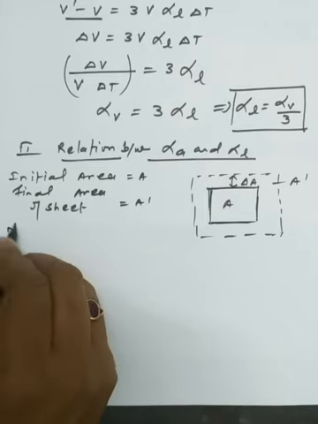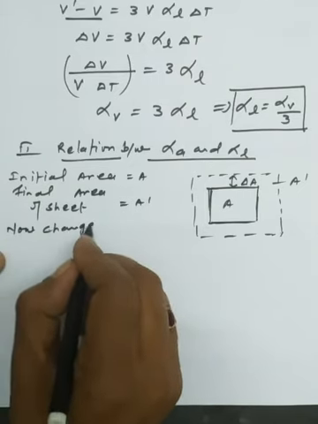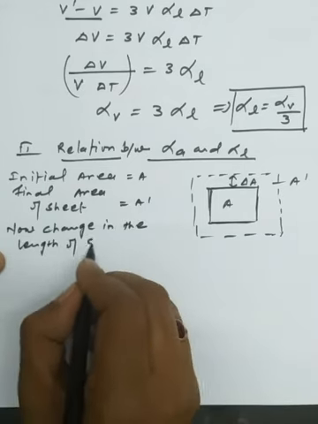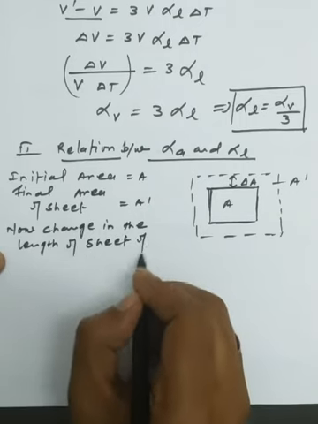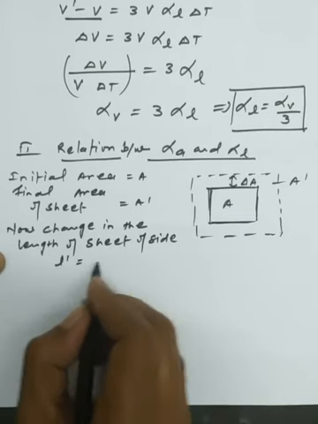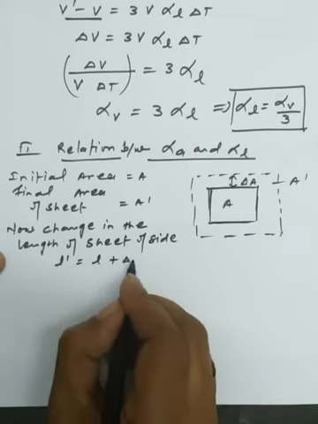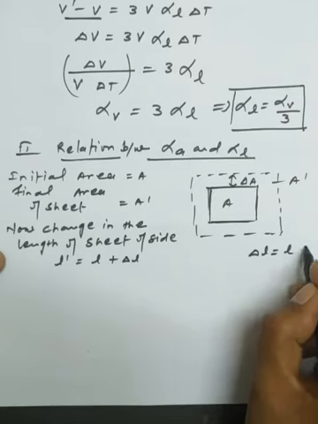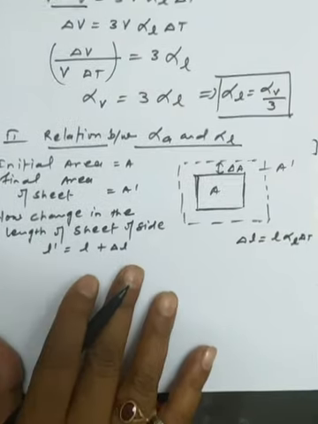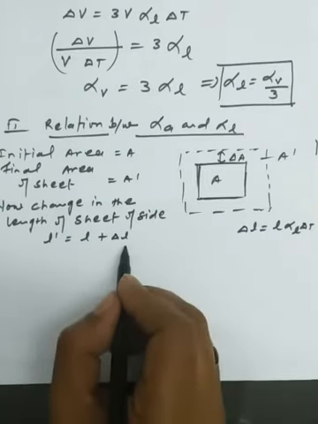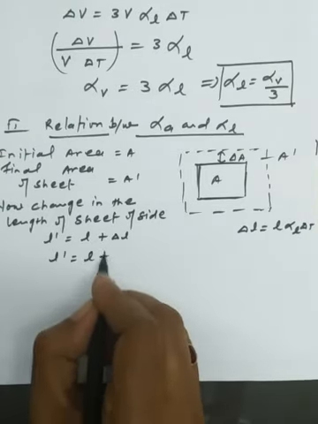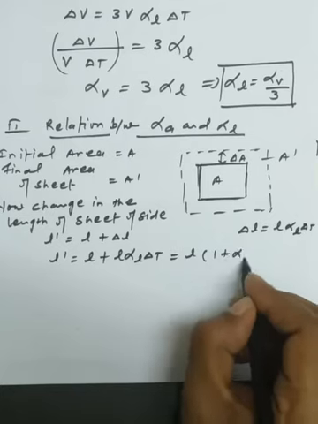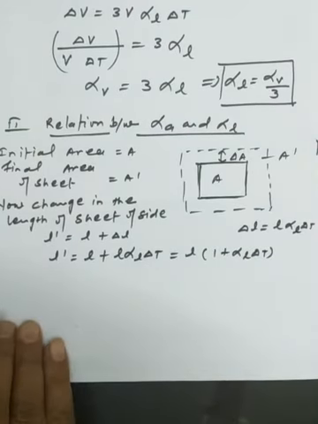Okay, now the change in the length of the side of the sheet: L dash is equal to L plus delta L, and we have already mentioned the concept of delta L, that is L alpha L delta T. So we can substitute for delta L, that is L plus L alpha L delta T. We can take L common: L times (1 plus alpha L delta T). Okay, this is the simplest version we have.